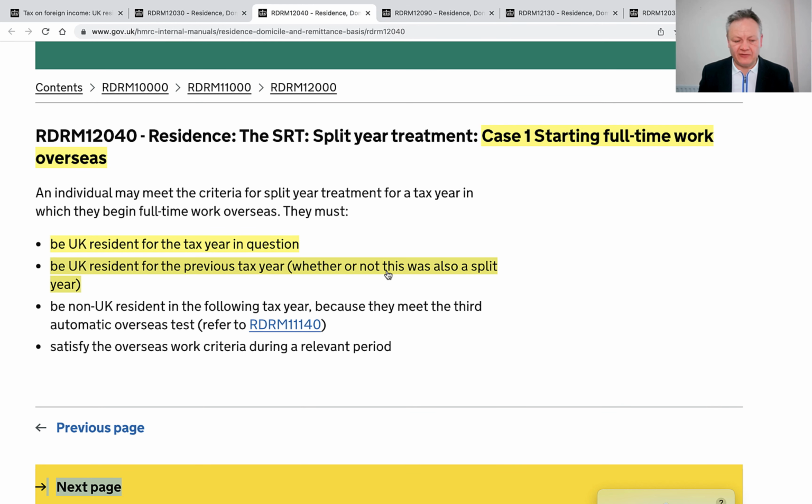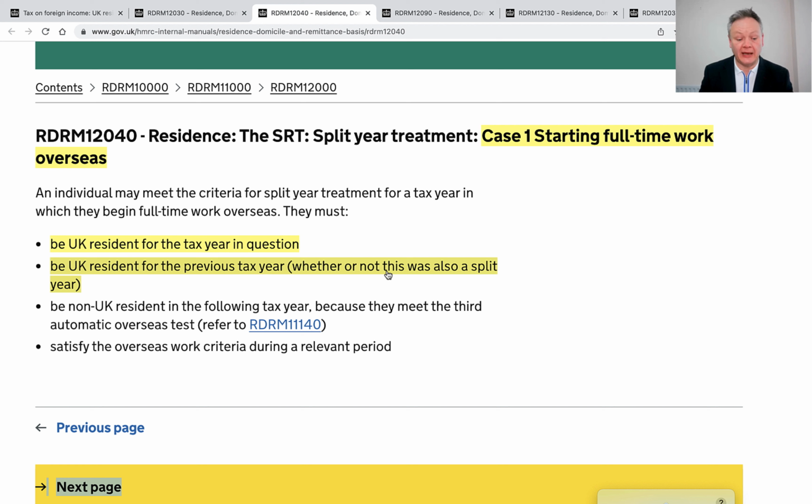And as the previous page suggested, you could be working full time. So if you're employed and you're moving to a different country, luckily enough, it says here, to qualify for this split year treatment, as in the money you earn in another country not to be subject to UK tax, you need to fulfill these criteria that I've highlighted.